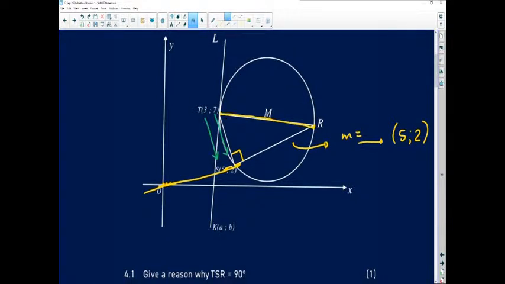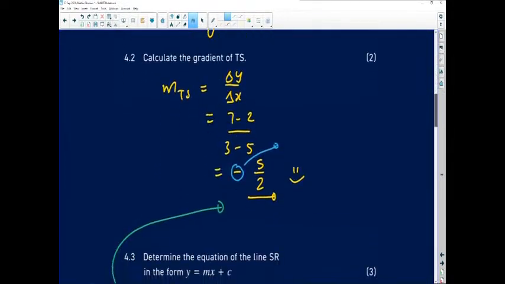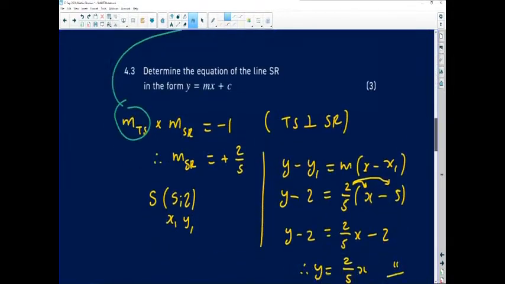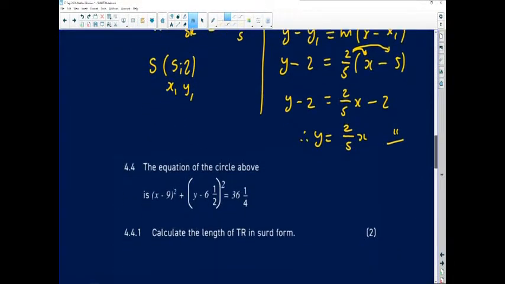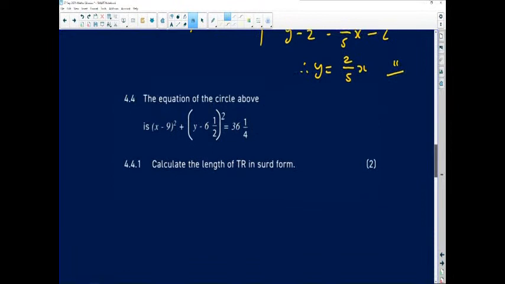Now, if you have a diameter, obviously the diameter is just double the radius. So that means if I know how long my radius is, double of that is just going to give me the length of TR. So it's not always about the distance formula when you're looking for the length of straight lines. Observe what's going on, pay attention to what is happening in front of you, everything else should just work out beautifully fine. Now calculate the length of TR in surd form.